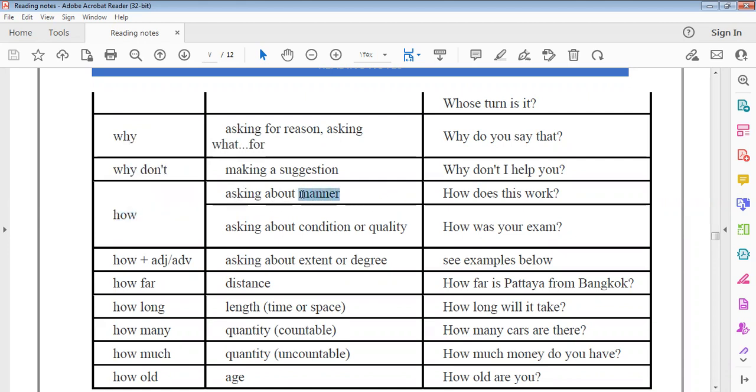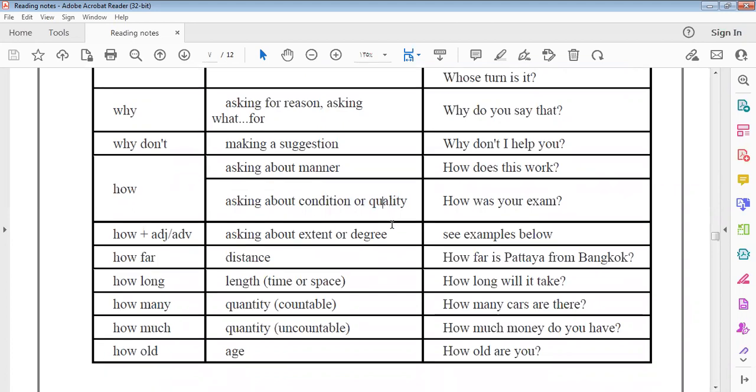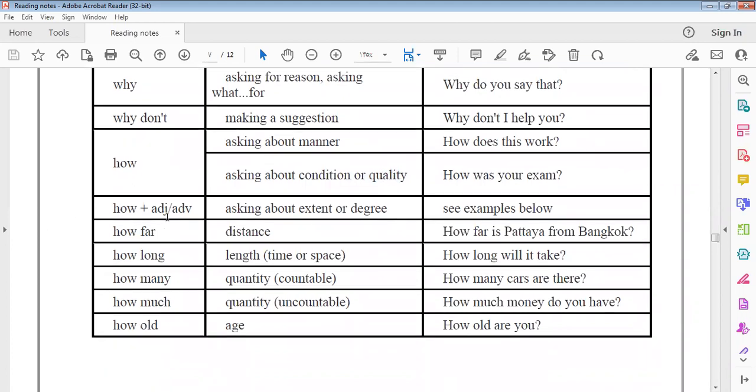I say how does this work. Or I use it to ask about a condition or quality. So I say, how was your exam? You can say it was simple, it was complicated, it was easy, it was difficult. It depends. I can use how plus adjective or adverb to ask about extent or degree.